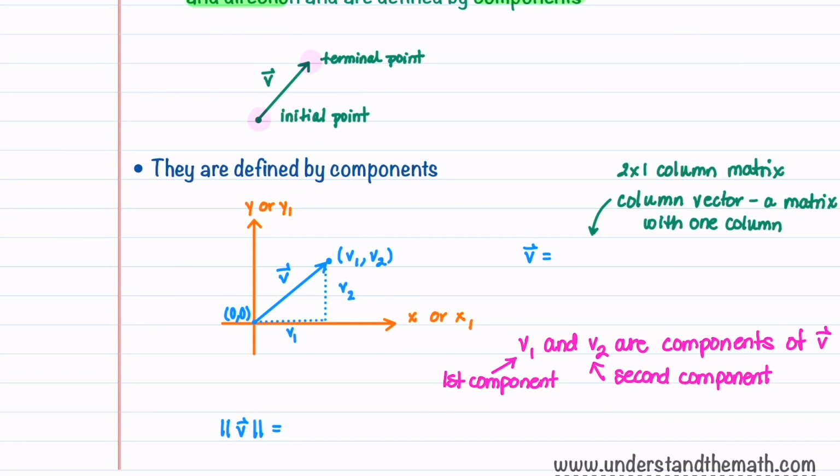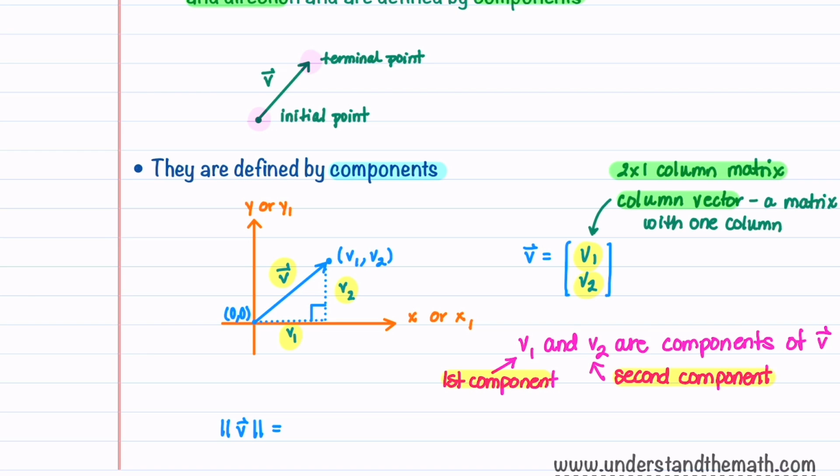As I mentioned above, vectors are defined by components. A vector in R2 can be written in terms of its components v1 and v2. We can write v like this. We have v is equal to the column with entries v1 and v2. v1 is the first component of v, and v2 is called the second component of v. Our vector v is a 2x1 column matrix because it has 2 components. It's called a column vector because it is a matrix with 1 column.